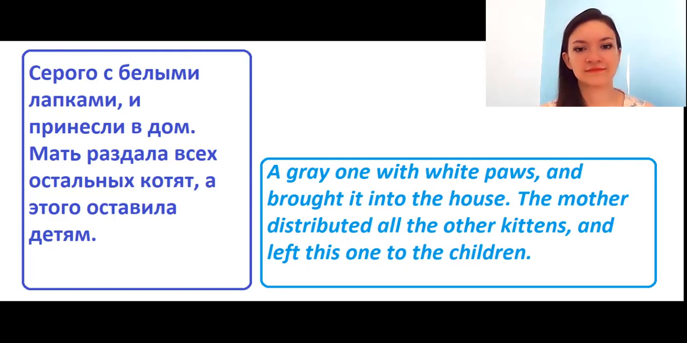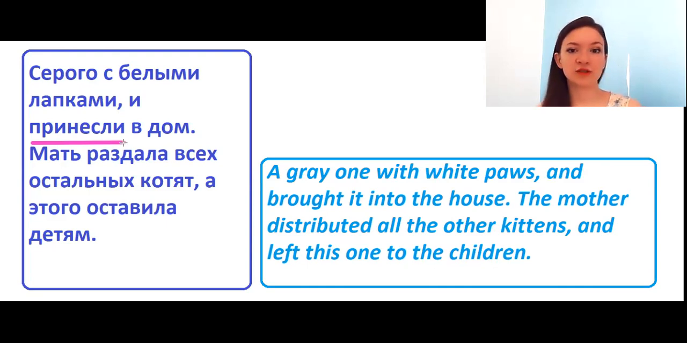So, let's talk about our Russian verbs. Принесли. Brought him into the house. This happened again only once. It is a finished action and we see the result that the kitten now lives at their house. That's why we use perfective.